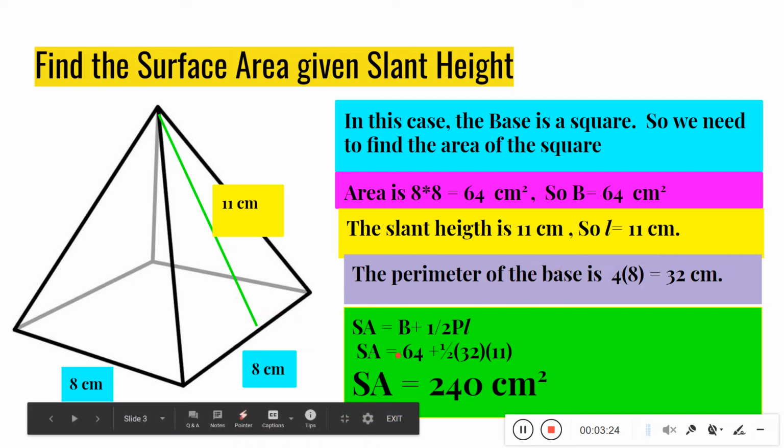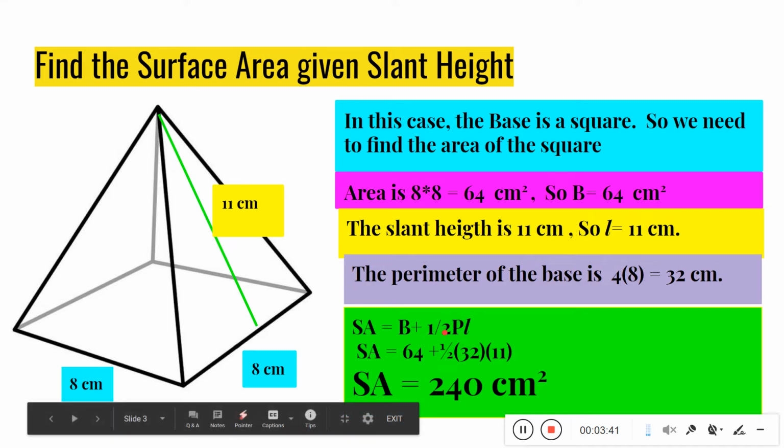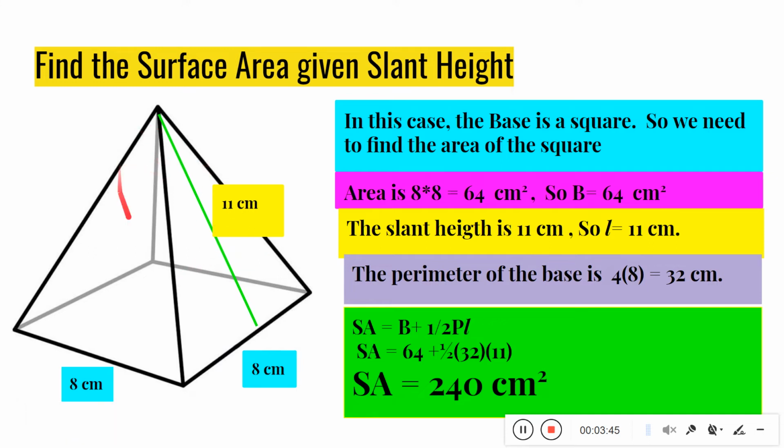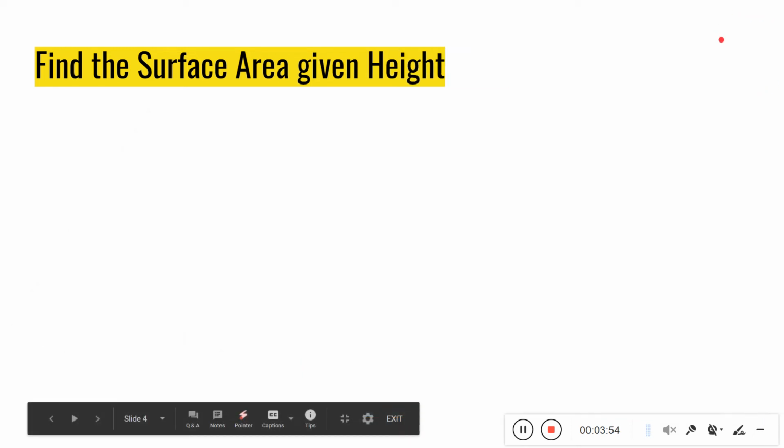Now keep in mind that B is the area of the base. What the 1/2 PL represents is the lateral area. It's the area of the sides. And remember, to get surface area, we have to add up the areas of all the surfaces. So this 1/2 PL is the lateral area. It represents the area of all 4 triangles put together. And this B is the area of the base, and when you add them together, you get surface area.